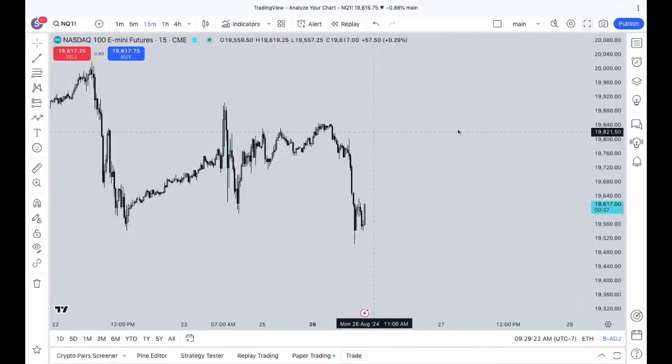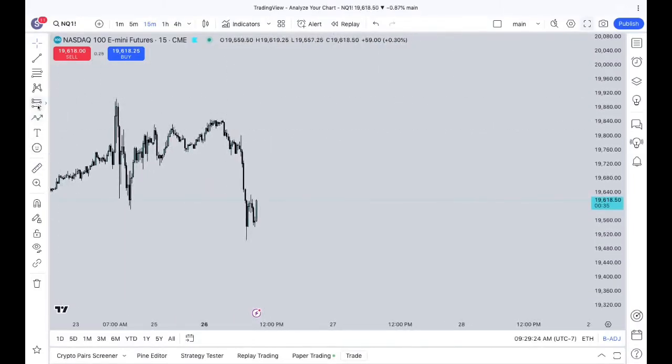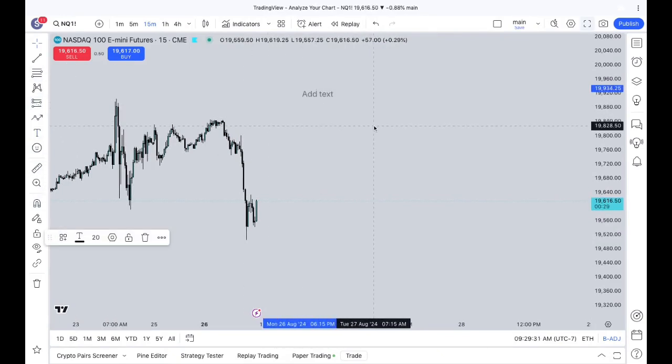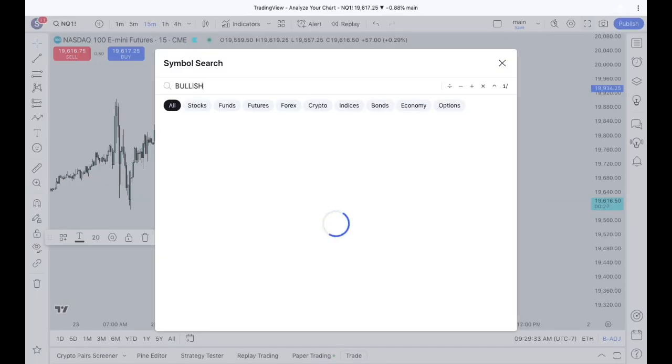We're going to be talking about how to spot a trade. Let me look for the text. Okay, so for bullish, okay, I don't know what happened there.